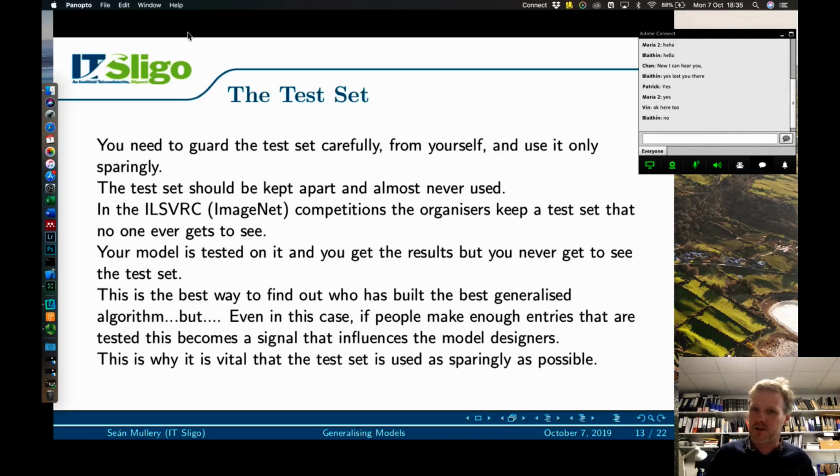Your model is tested on it. You submit your model and they do the testing on the test set. So you never get to see that test set. They just give you back your score later on. You get the results, but you never get to see the test sets. You might say, well, okay, how is the test set compromised at that point?